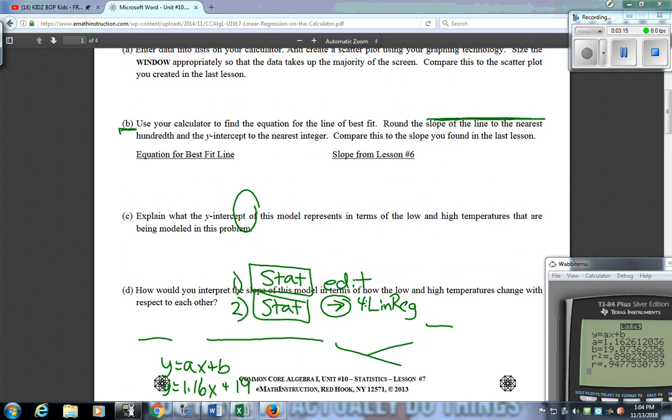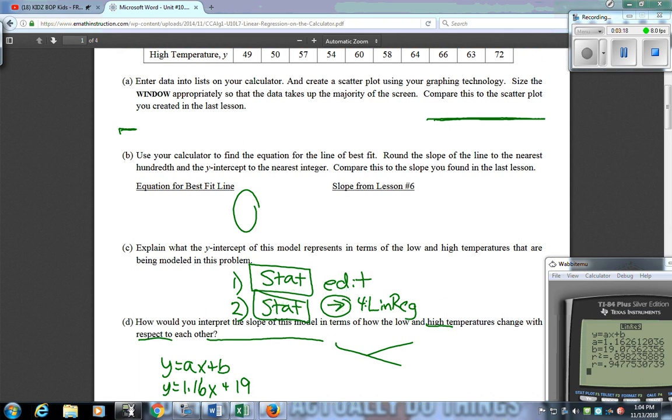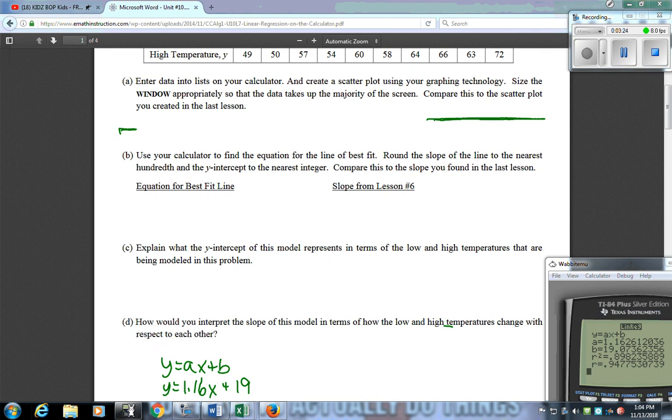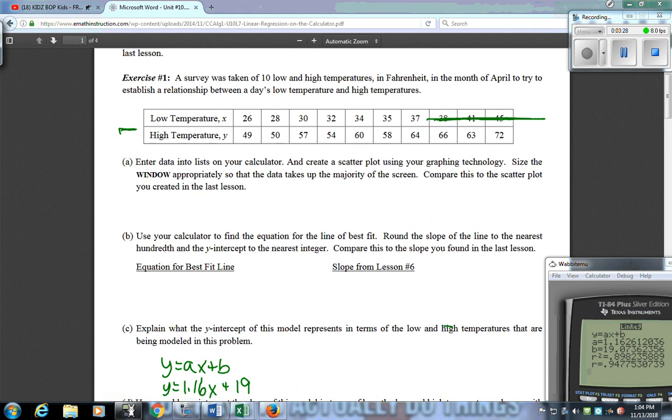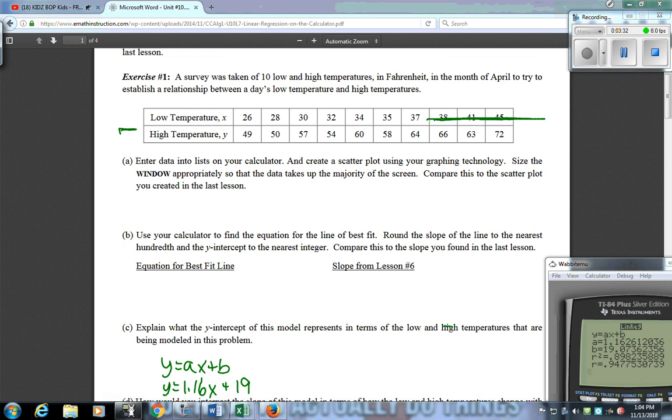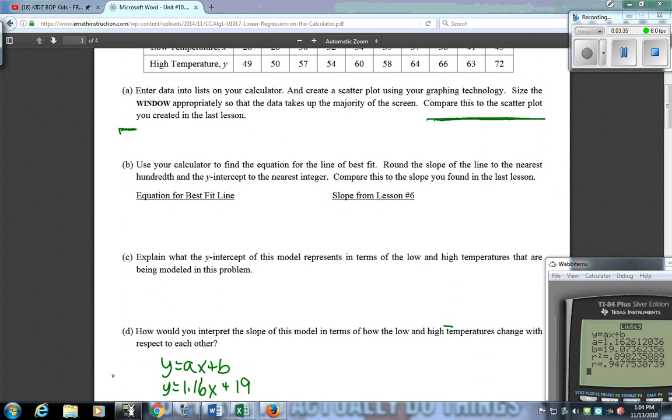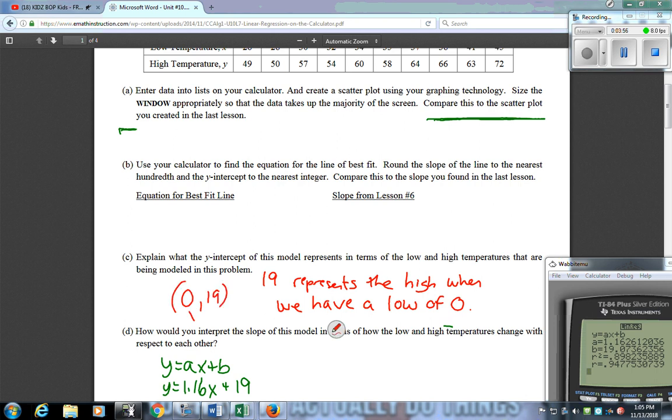So I'm going to move this back here. For part C, it says explain what the y-intercept of this model represents. And we need to know what the question's about. So on the table, it says that x is the low temperature and y is the high temperature. So the y-intercept 19 represents a high when we have a low of 0. So that point would be (0, 19) on the calculator. When we have a low temperature of 0, the high temperature would be 19.